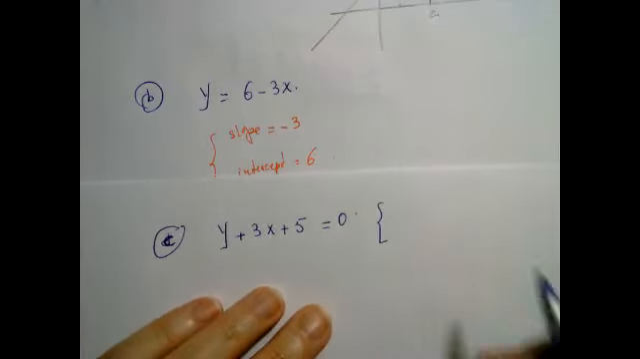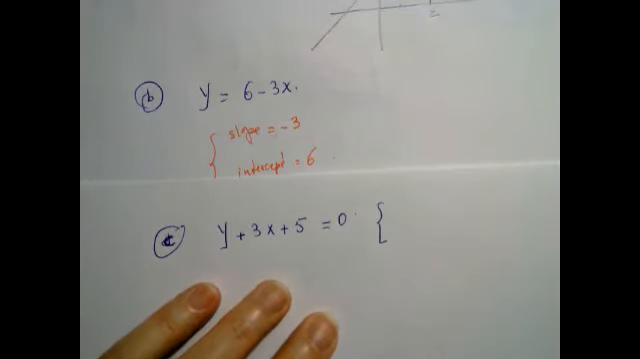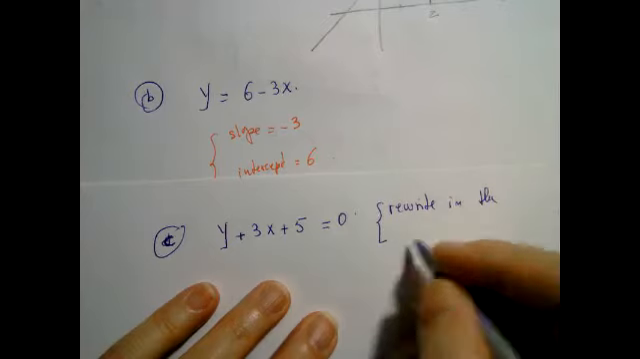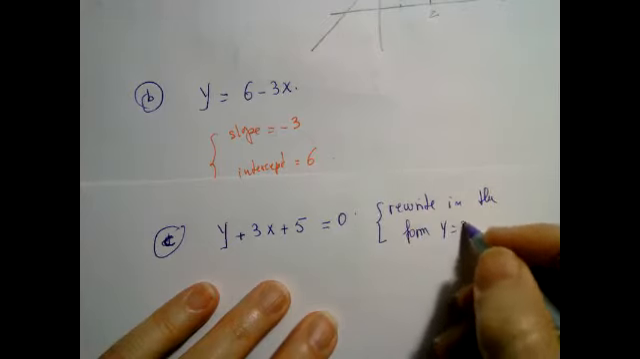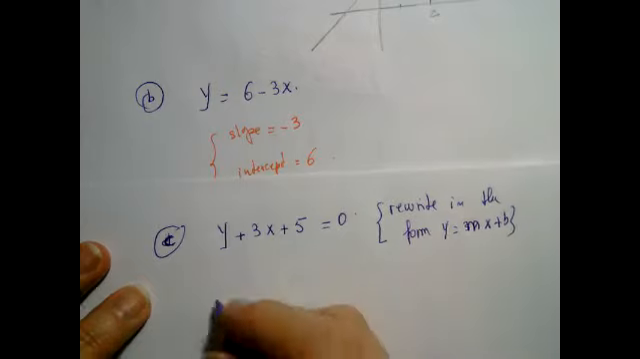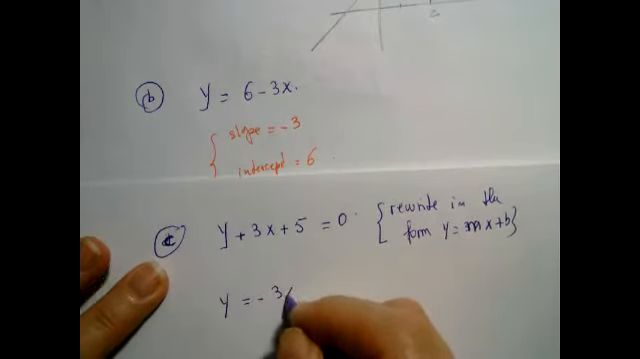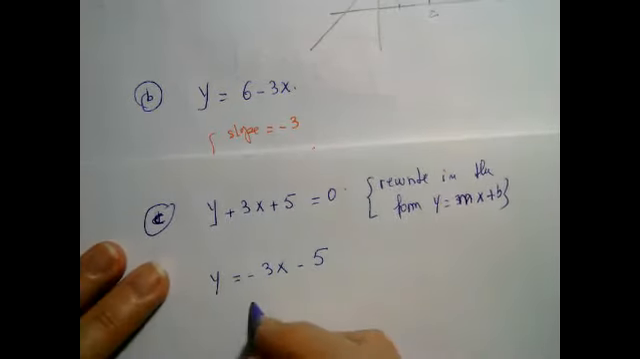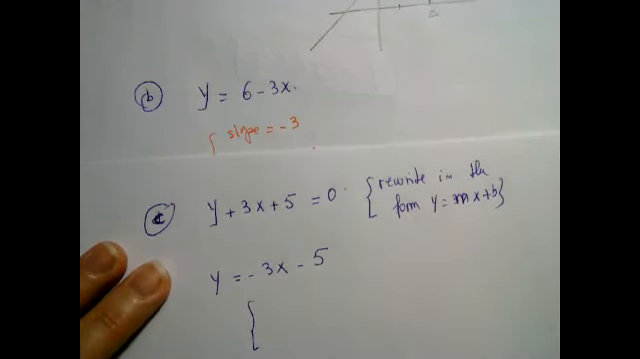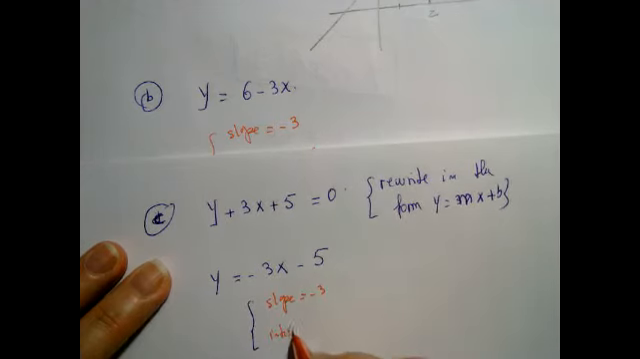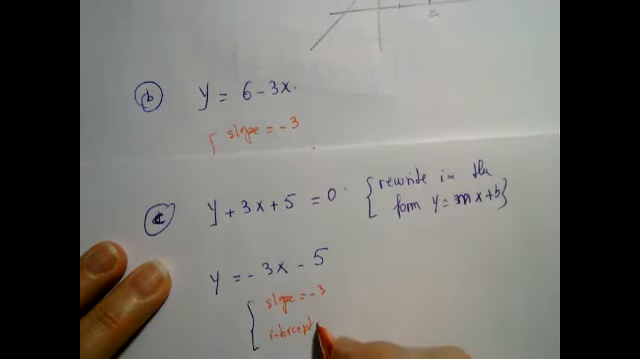Don't we have to get y by itself? Right, so we have to rewrite. So wouldn't you just subtract 3x and 5? Absolutely correct. We have to rewrite in the form mx plus b. So to do that, I have to subtract 3x. I have to subtract 5. Once I do that, the slope will be clear. And the intercept will be clear. So my slope now is -3. My intercept is -5.